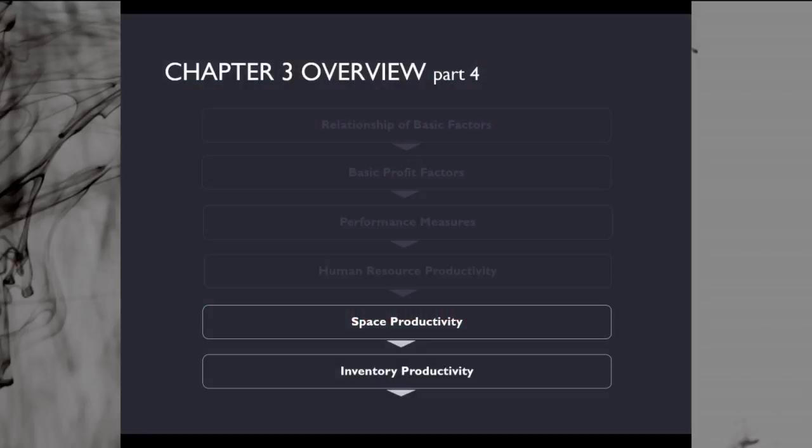Chapter 3 Profitability Part 4. And this will be the last part of this Chapter 3. Today I will talk about space productivity and inventory productivity.